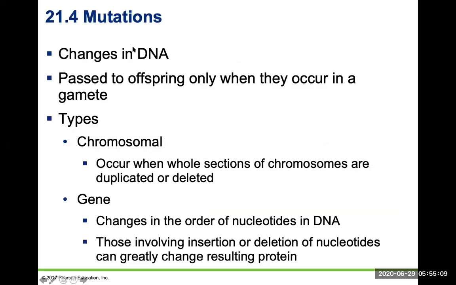A change in DNA is called a mutation. This can be passed to offspring only when it occurs in a gamete. It can be a chromosomal mutation, which occurs when whole sections of chromosomes are duplicated or deleted, or a gene mutation, which is a change in the order of nucleotides in the DNA. These could involve an insertion or a deletion of nucleotides, and it can greatly change the result of the protein. Sometimes a mutation can be a change of a single base pair. And you remember from that chart, if we change one base pair, we get a different codon that will code for a different amino acid, which will totally change the resulting protein.